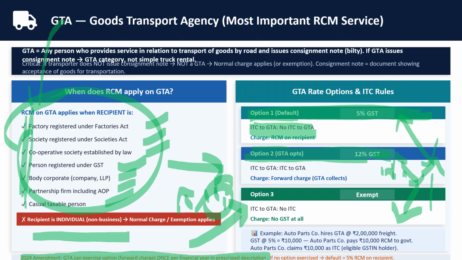Say suppose the auto parts company hires a GTA for 2 lakhs freight. So he has provided freight services, and on this, suppose we opt for no forward charge mechanism, under which he is not charging GST. So in that case, option one is applicable for us. So in the default case, 5% RCM has to be paid. The auto parts company pays 5% RCM to the government, and claims 10,000, the 5% of that 2 lakhs, as ITC, as an eligible input tax holder. I hope you understand this.